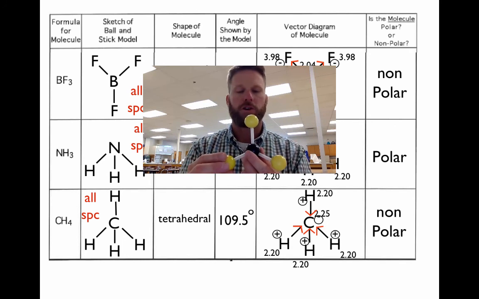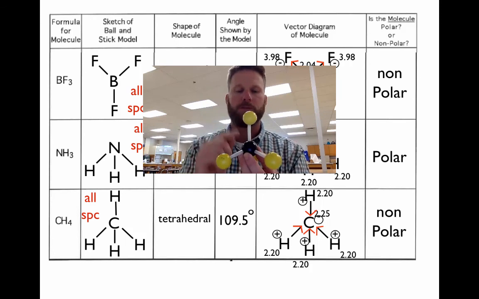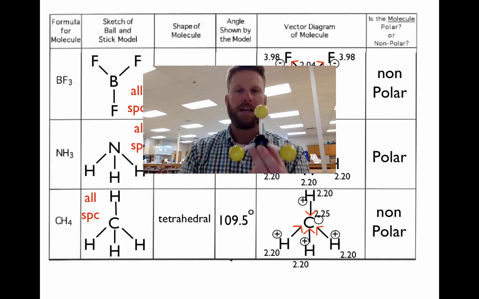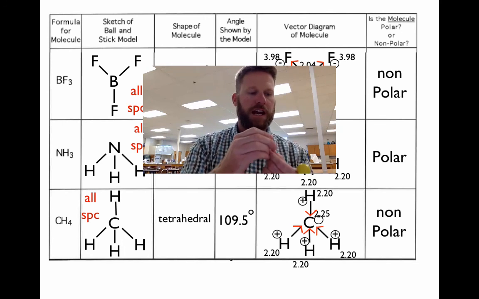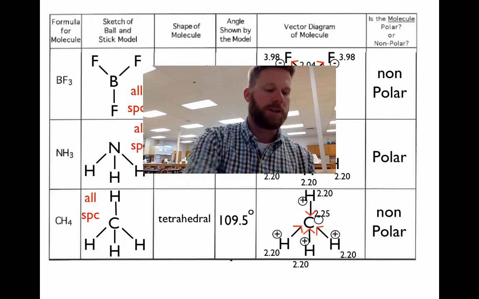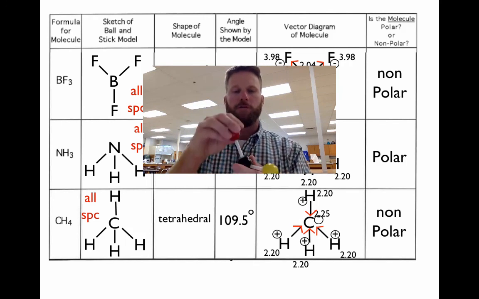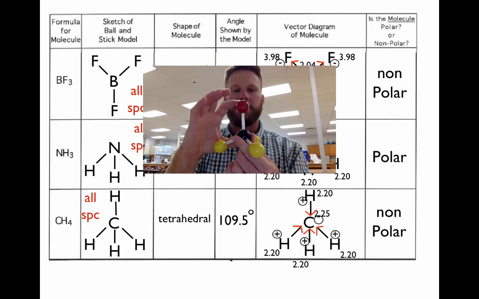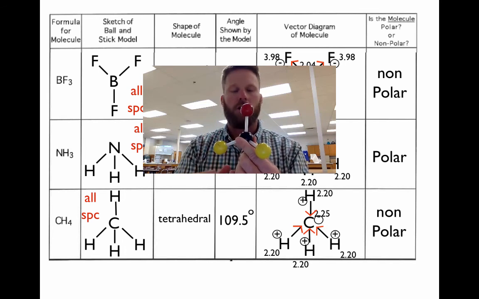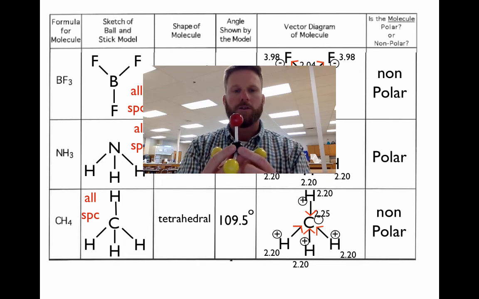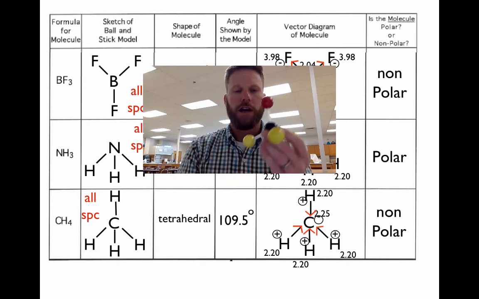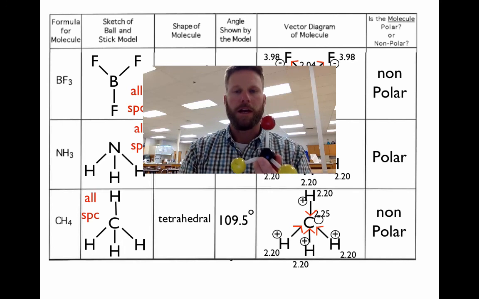So very similar to trigonal planar molecules, any tetrahedral that has four of the same things bonded to the central atom will be nonpolar. But as soon as you change one of the atoms to something else, you've affected the electronegativity difference, and now not all the bonds are equivalent. So there will be a region of partial positive and partial negative charge, and this molecule would end up being polar.